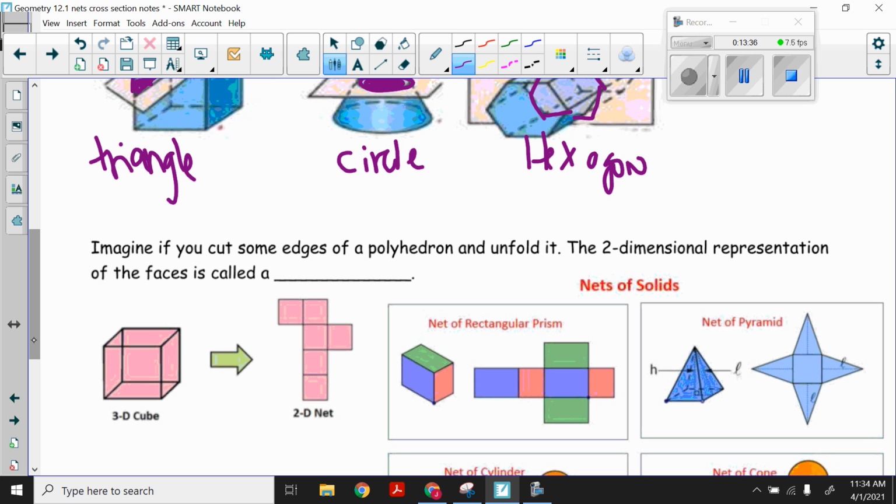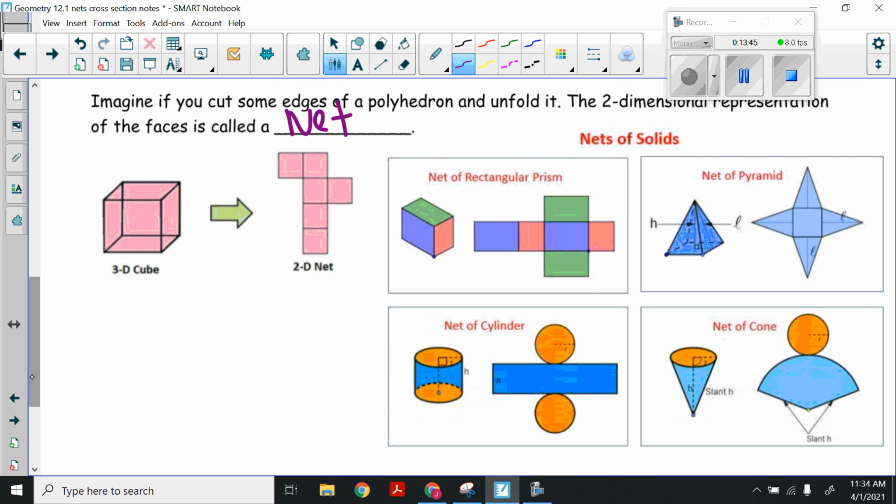Imagine if you cut some of the edges of that polyhedron and unfold it. The two-dimensional representation of the faces is called a net. And so here we have our 3D cube. If we were to unfold that, this is what the net would look like. Here's some more nets of common solids that we talk about. Rectangular prism, if we were to unfold that, this is what we would look at.